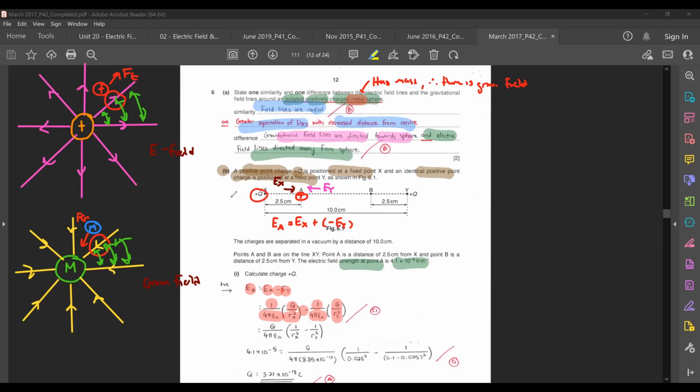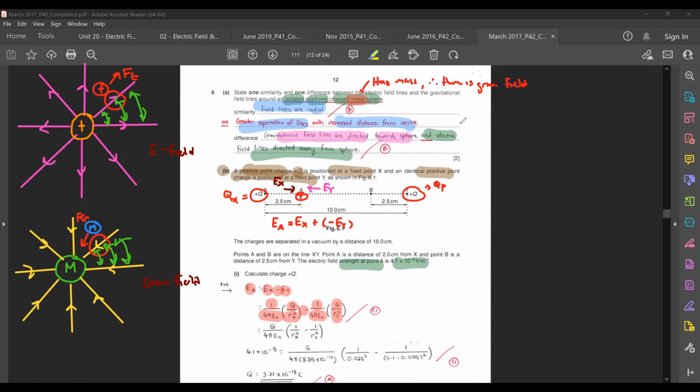Your Qx is actually just positive Q. Your Qy is also just positive Q. Okay, that's why you don't see me writing X and Y here. It's because I already sub in as Q itself.